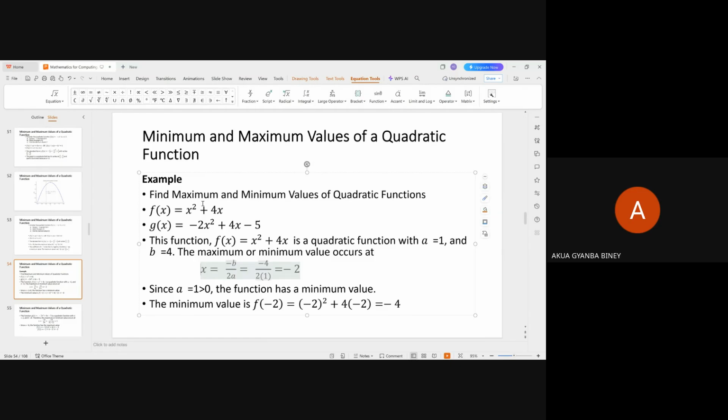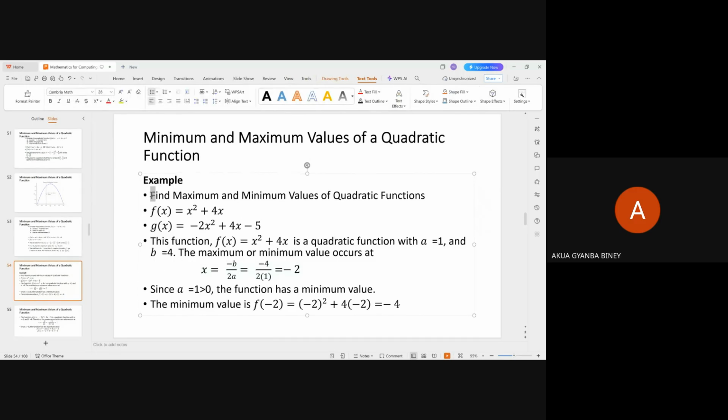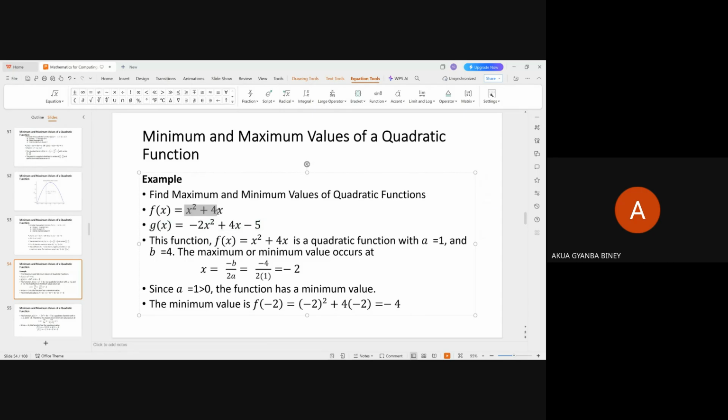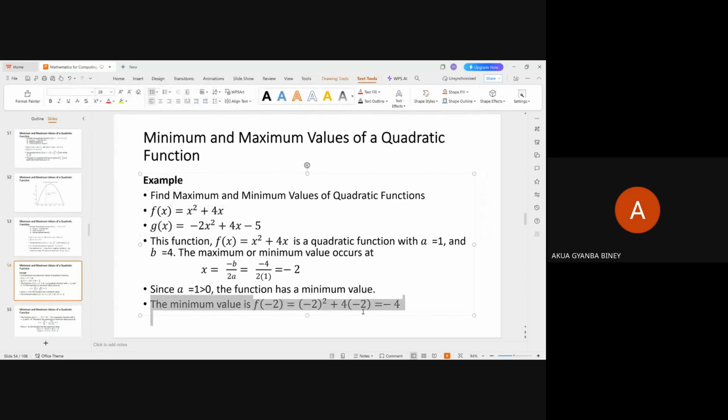A and b, you can find them in the function. So in the first one, a is 1, b is 4. In the function, we get x equals minus 2. When we put minus 2 back into this equation, we will get what? Minus 4. So the minimum value. And why is it a minimum value? The question says find the minimum or maximum values for the quadratic. Why are we saying this is a minimum value? The minimum value is minus 4.